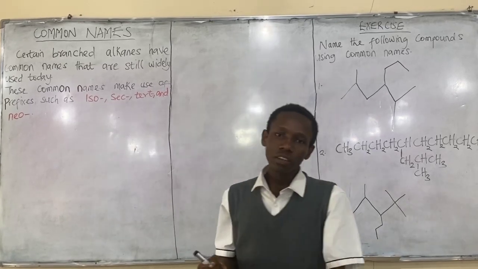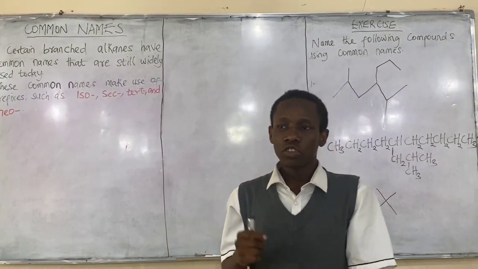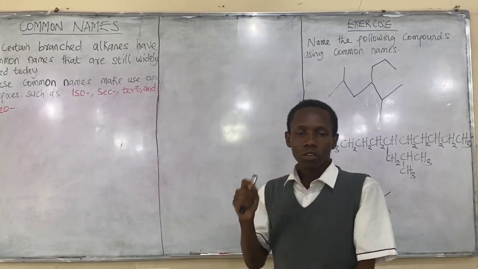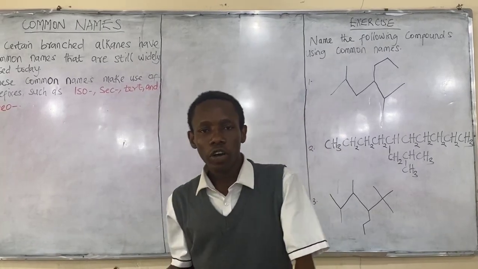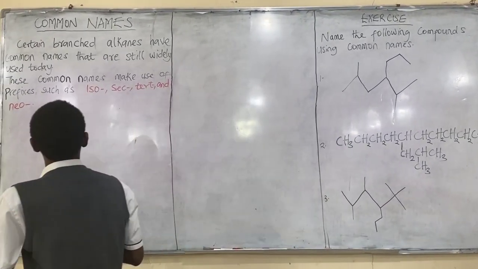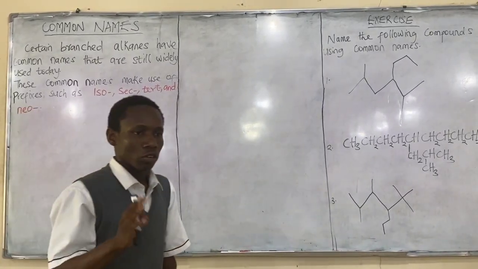In episode 1, we talked about alkanes and the nomenclature of alkanes using IUPAC, called the International Union of Pure and Applied Chemistry. Today, we'll be looking at common names. How do we name these alkanes using common names?